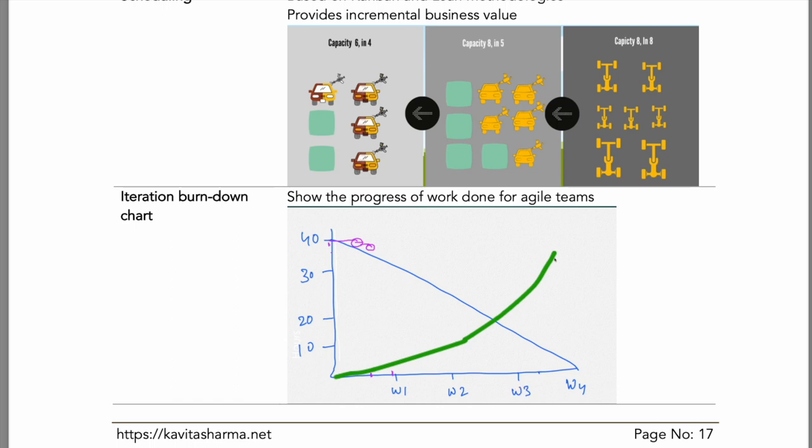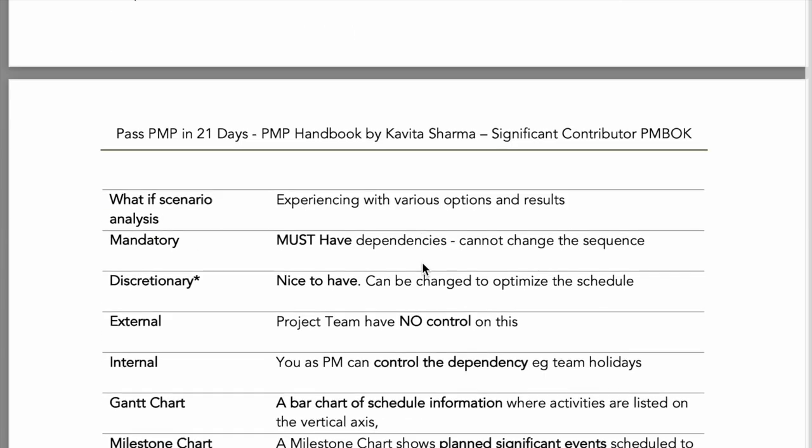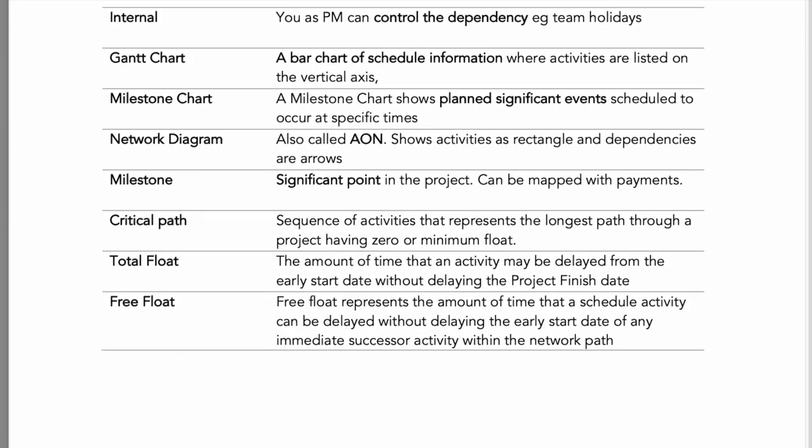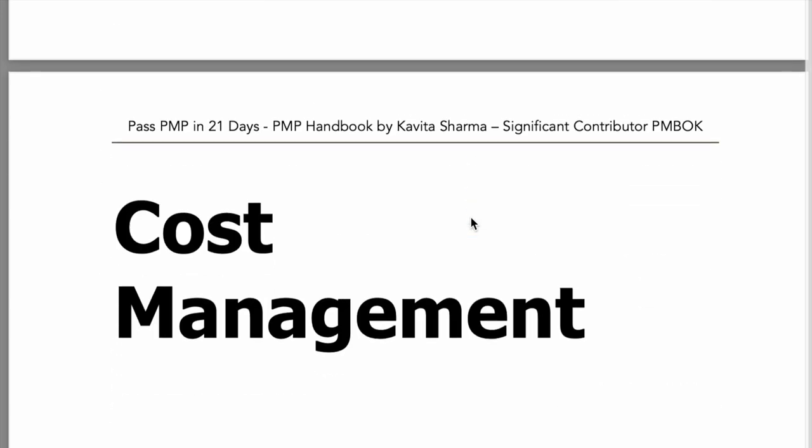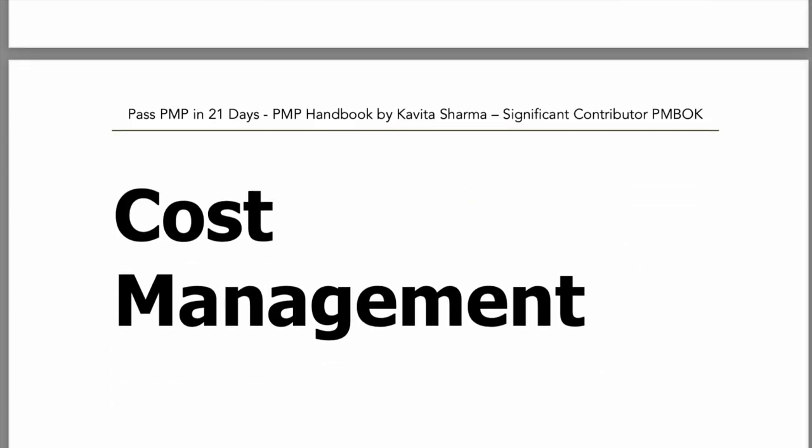These are all the keywords for you. Activity on node, PDM diagrams, critical path, total float, free float, we discussed that. That's it. Let's start off with cost management.